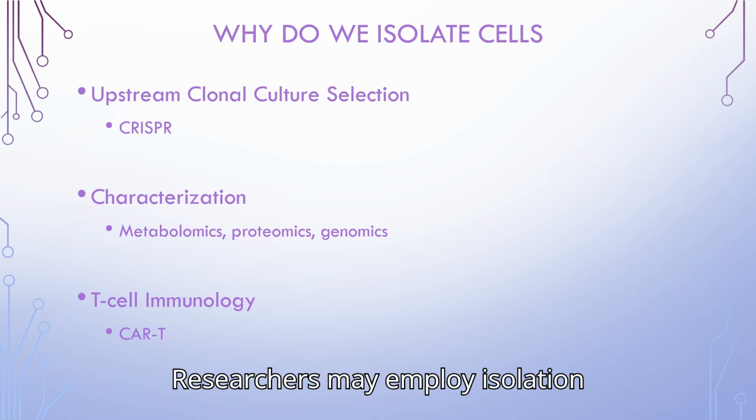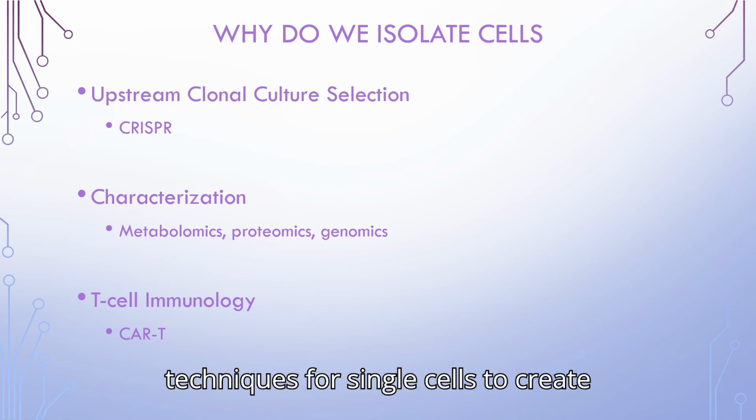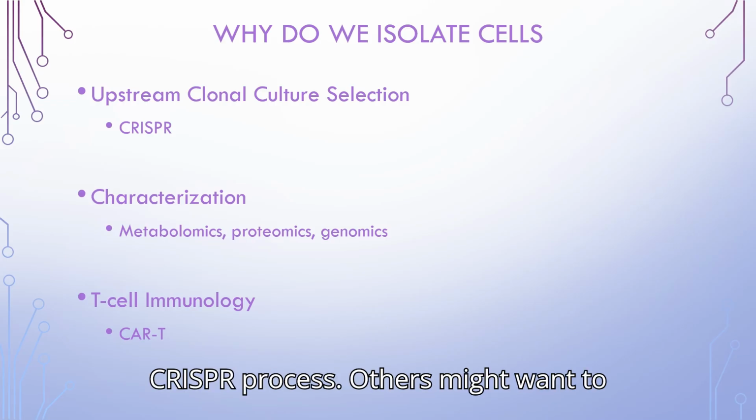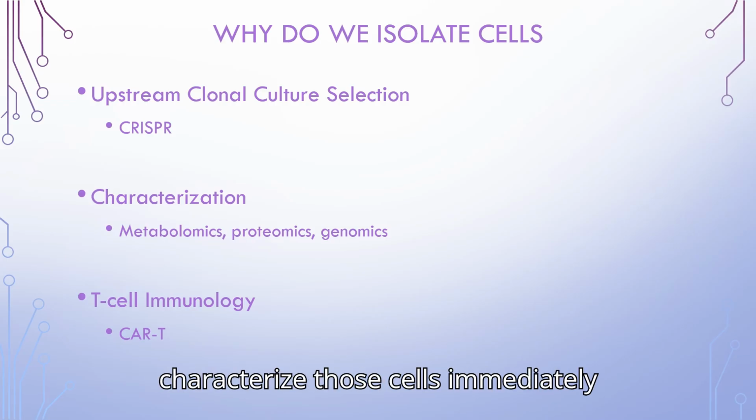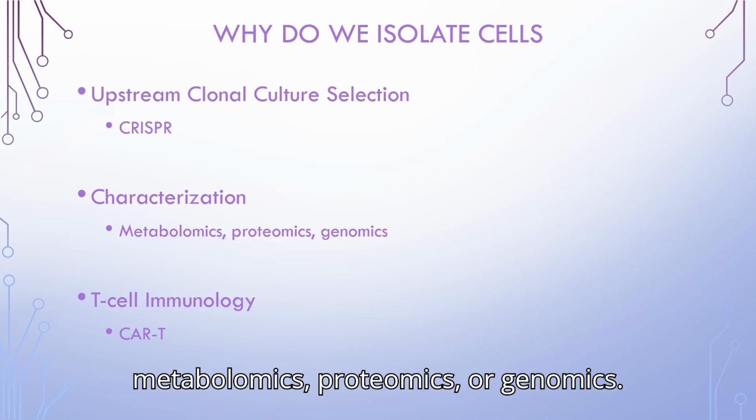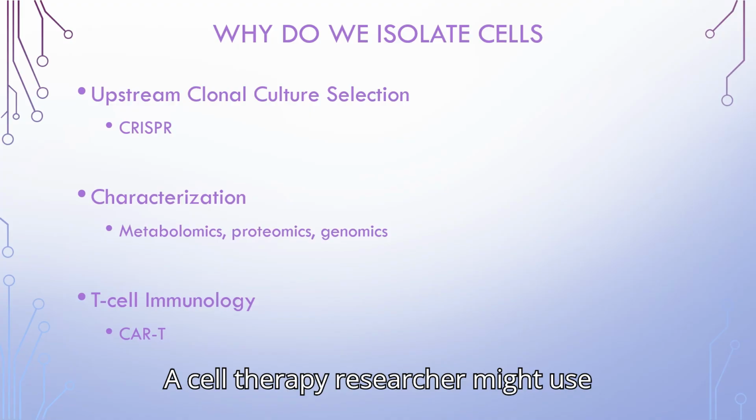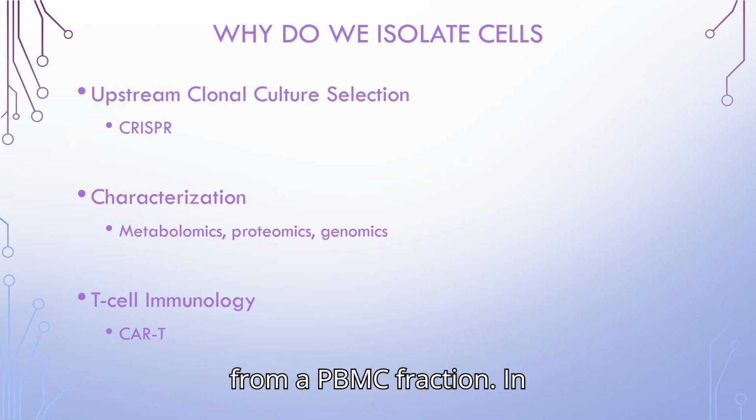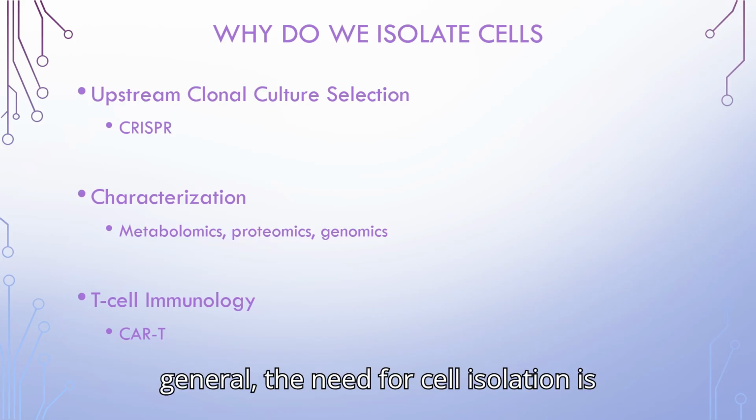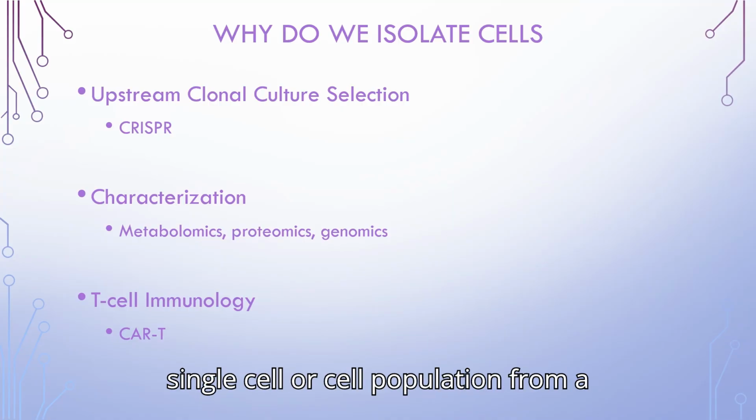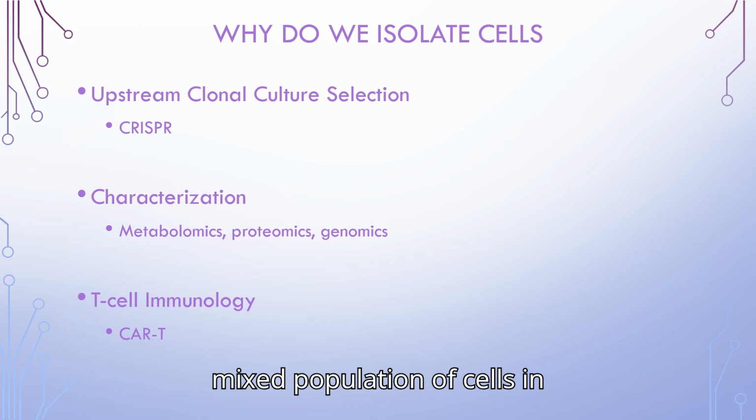Researchers may employ isolation techniques for single cells to create single clone cultures following a CRISPR process. Others might want to characterize those cells immediately without additional culturing using metabolomics, proteomics, or genomics. A cell therapy researcher might use isolation methods to collect CAR T cells from a PBMC fraction. In general, the need for cell isolation is predicated upon a need to collect a single cell or cell population from a mixed population of cells in suspension.